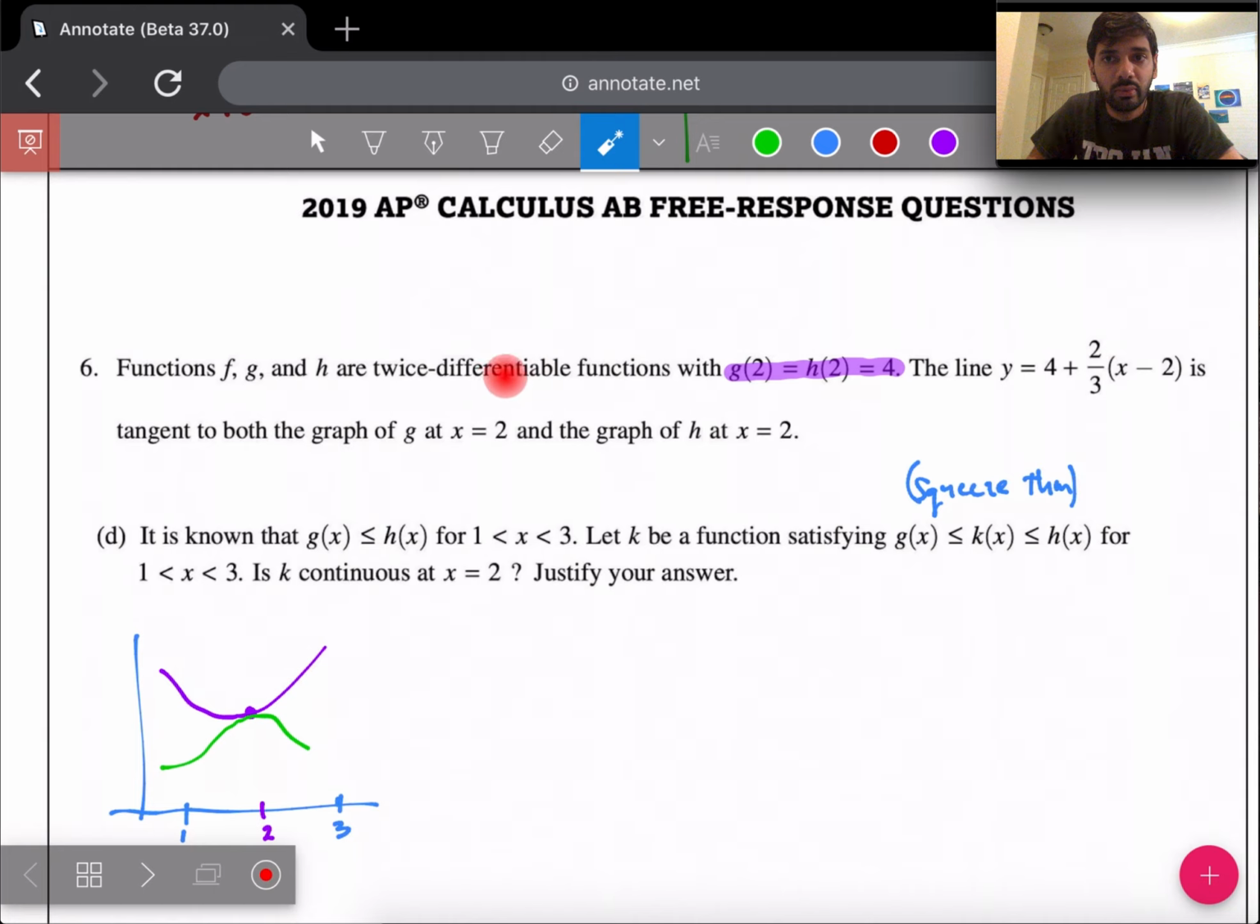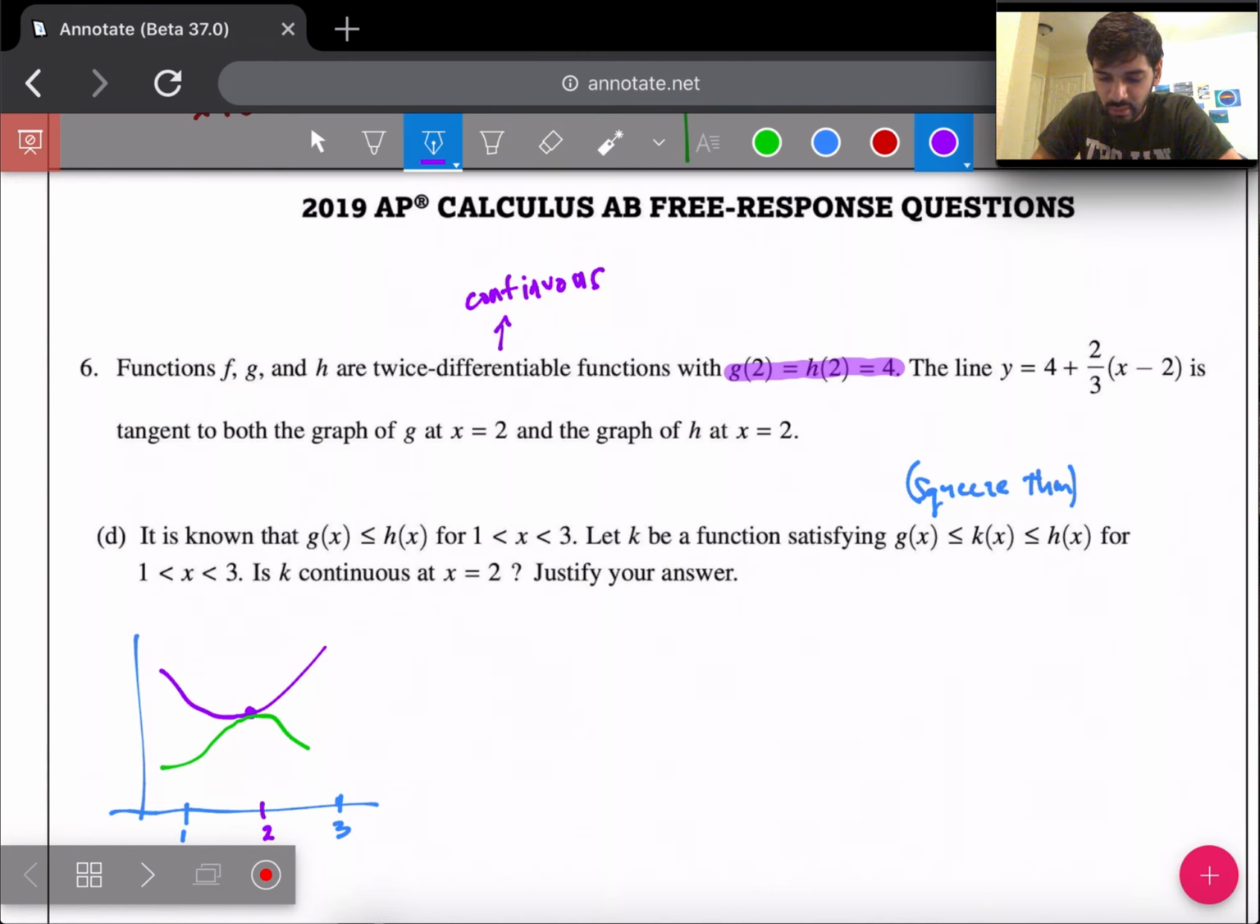This word differentiable automatically includes continuity. If something is differentiable, that means you can find the slope at any point, which means that all the points already have to be defined. So differentiable already includes being continuous. They don't mean the same thing. They just mean that if a function is differentiable, it must also be continuous. It must also be defined at every single point.